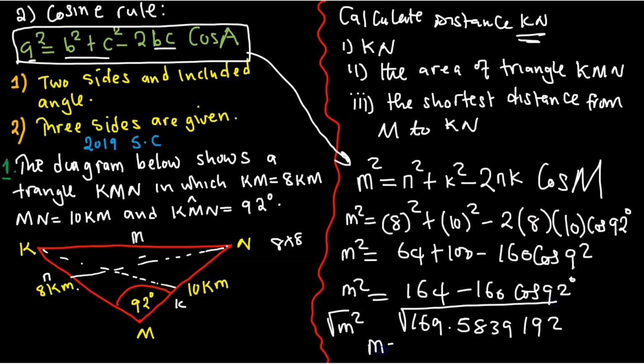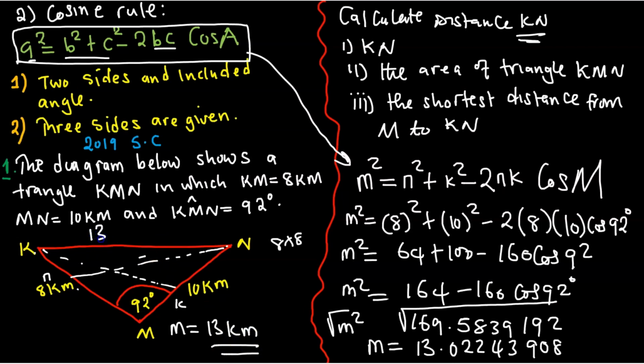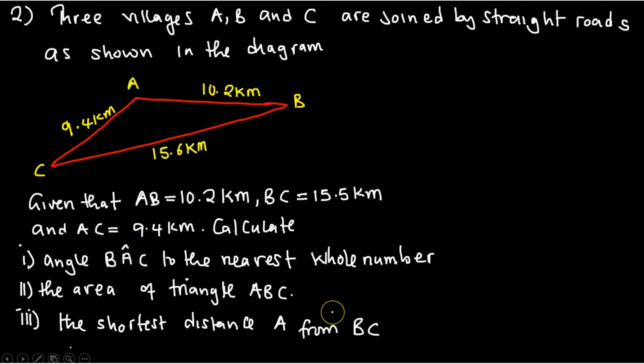Okay, therefore m is going to be the square root of 169. It is giving me 13. Okay, let us just apply square root. What is it giving you? 13.02243908. So which is just the same as m is equals to 13 kilometer. So this is our m. So therefore m is equals to 13 kilometer. That is how you work it out.